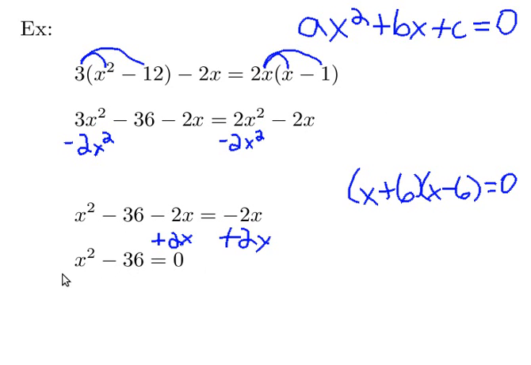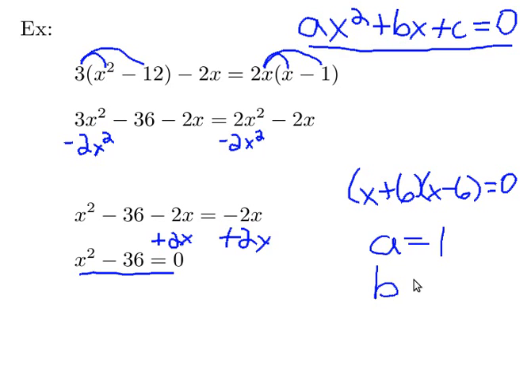And now this is it. This is in the form ax squared plus bx plus c equals 0. But your b is going to be 0. So you have a equals 1, b equals 0, and c equals negative 36. So now let's go ahead and solve this using the quadratic equation, and you'll see that we get the same result that we get here, x equals negative 6 or x equals positive 6.